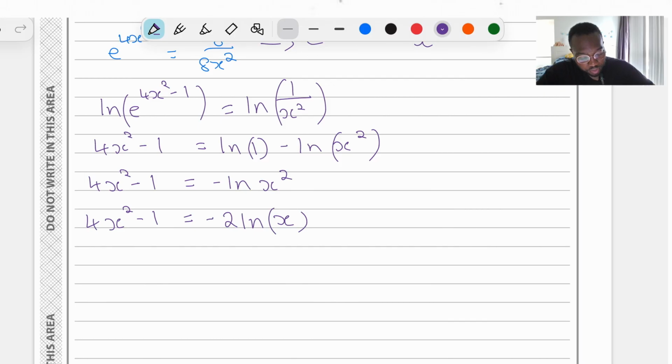And now, pretty simple stuff. Just put everything on the same side of the equation. If we do that, we get 4x squared plus 2 ln x minus 1 is equal to 0. So we've shown that equation.